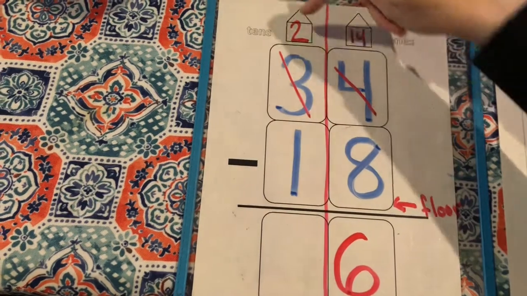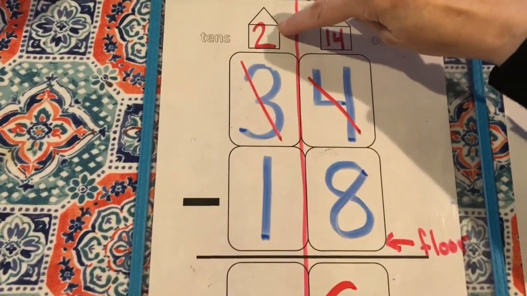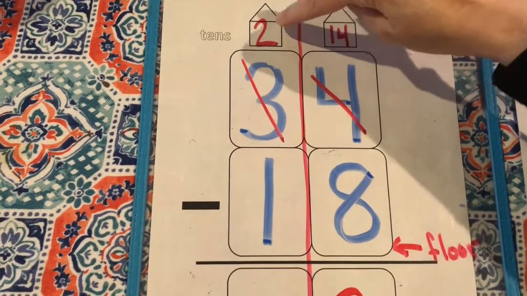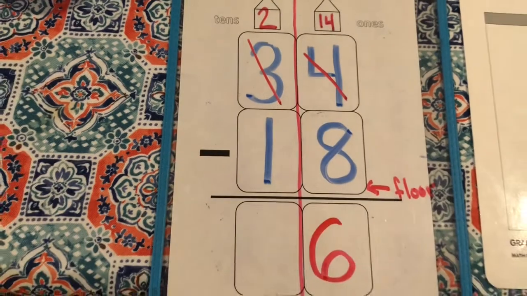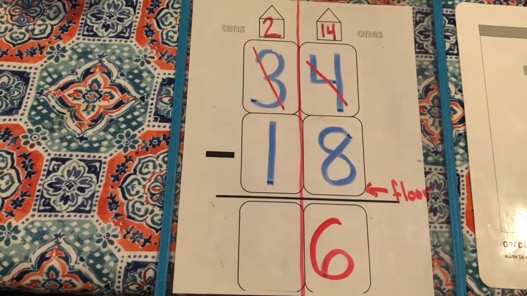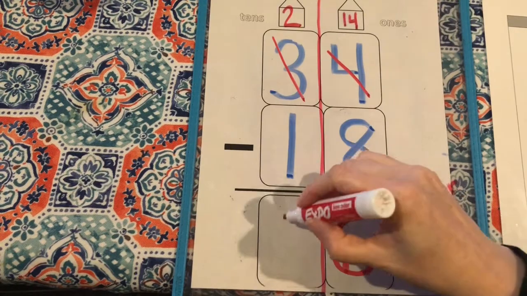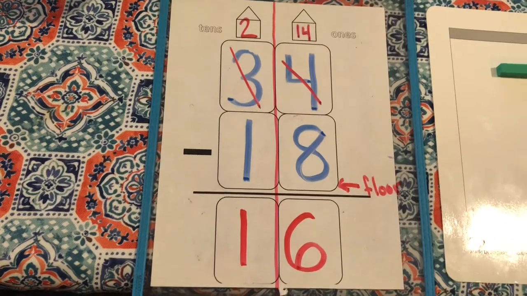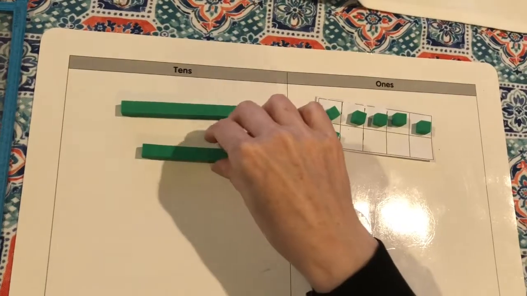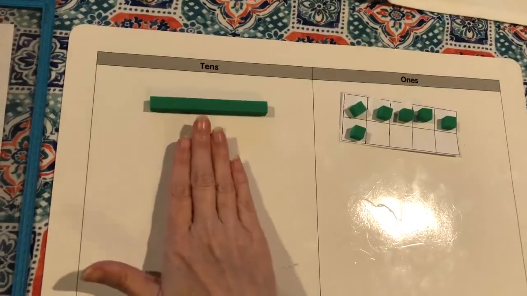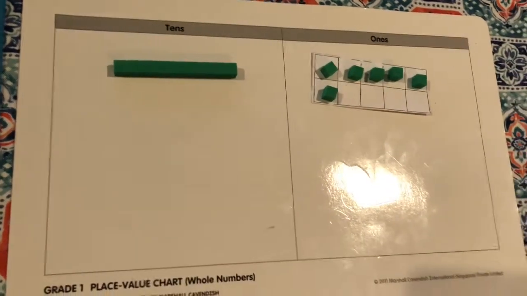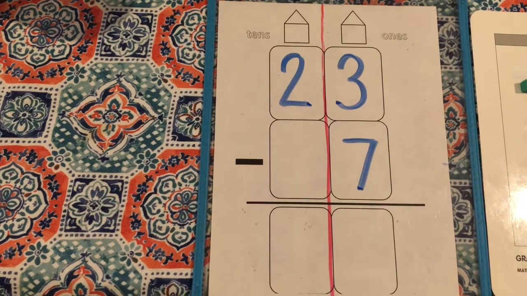Now let's take a look in our tens column. We're left now with 2 tens because we borrowed 1 to put over in the ones column. 2 tens minus 1 ten. 2 minus 1 equals, you guessed it, 1. 16 is correct. Okay, so we can check our work over here. We had our 2 tens, we took 1 away. We're left with 1 ten and 6 ones for 16. Great job.